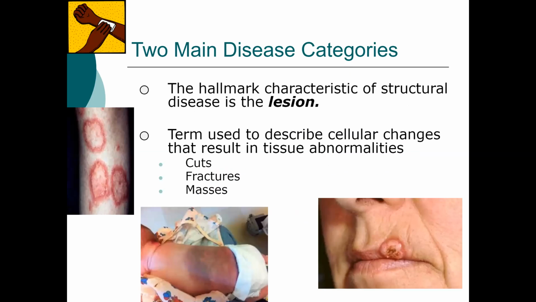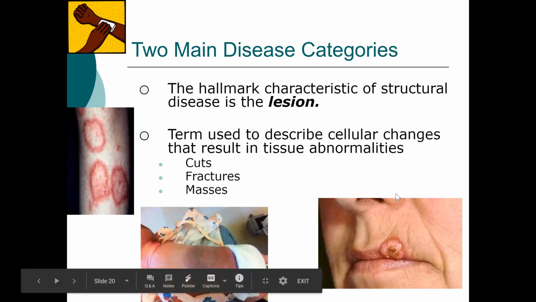The hallmark characteristic of structural disease is a lesion. We have a cold sore, which is a form of herpes simplex virus, HSV. Lesion is a term used to describe cellular changes that result in tissue abnormalities, cuts, fractures, masses. So we see a lesion here on the lip. We see what looks like ringworm there on the arm.